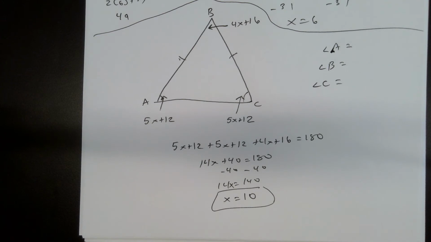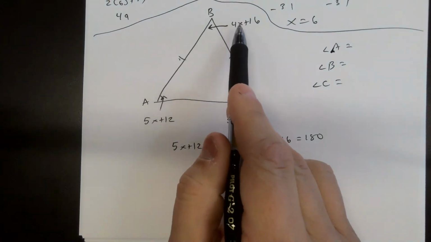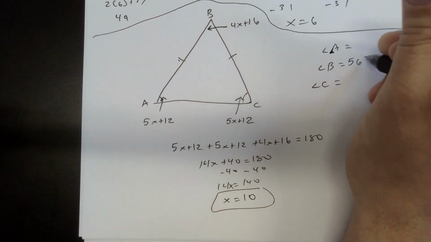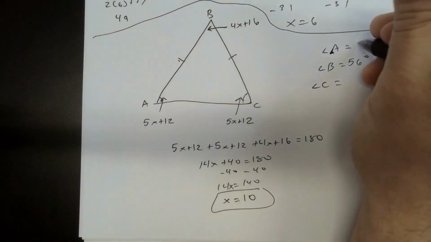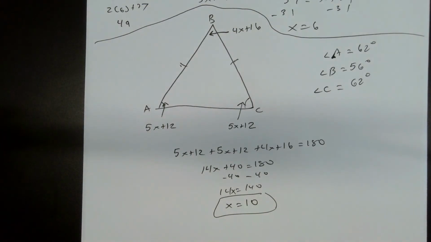Okay, so how do we get each angle? So the top one, when we plug in 10, we get 4 times 10, which is 40, plus 56 degrees. And these ones are 62, and we don't need to plug it in for A and C, just one of them, because they are the same. I need to do one more before we get to our homework.